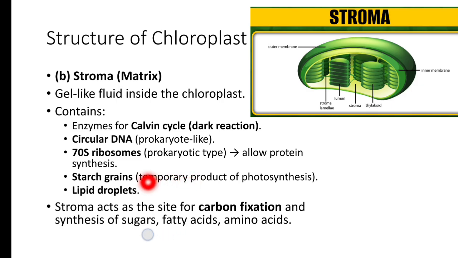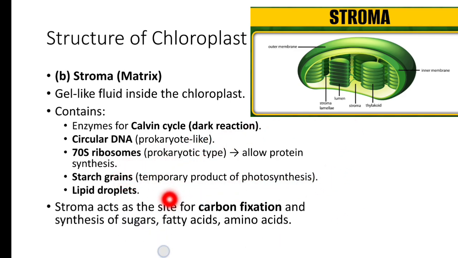It also contains some starch grains, because the chloroplast is actively involved in the photosynthesis process, so it produces a large amount of glucose. Those glucose molecules will be converted into starch, which might later be translocated into the tuber system. So this starch, a product of photosynthesis, is also present in the stroma. In addition, it contains lipid droplets, because lipids are also produced by the chloroplast system and stored in the stroma of the chloroplast.